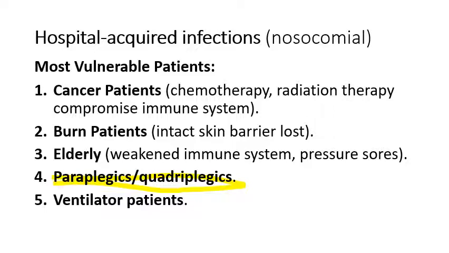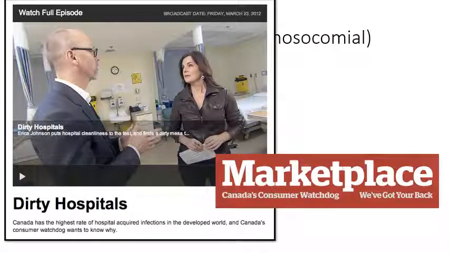Quadriplegics can't breathe without a machine, and neither can a lot of people who are in the hospital. And so patients who are on ventilators, that's the machine that helps you to breathe, are also in danger of getting infected by the machine. So that's another thing that you have to make sure is very clean: the ventilators.